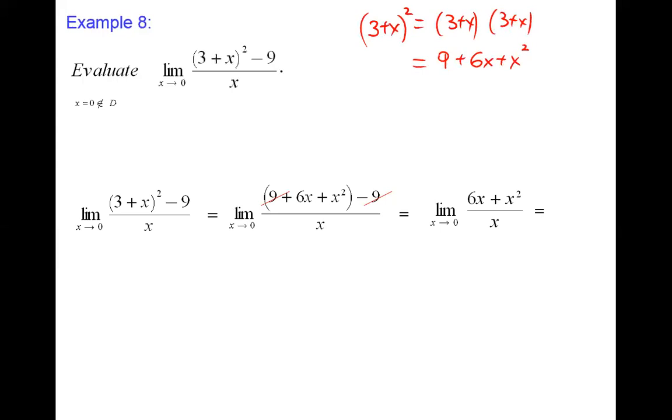Now we see on the top the common factor x. Let's factor out x, and that's my 0. The x is gone, the 0 is gone. I can substitute 0 instead of the x which is left in the formula, 6. The limit at 0 is 6.